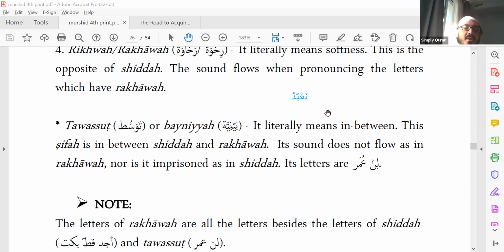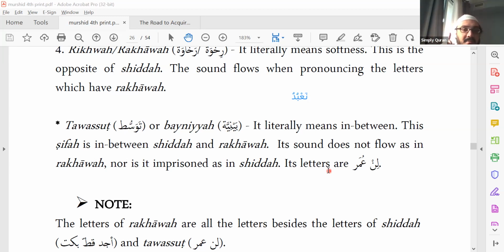Okay. What does that mean? So if you were to cut off the sound completely and say na'budu, iyyaka na'budu, that's wrong because you cut off the sound. The ain has tawassut, it's in between. So the sound should flow a little bit, but it should not flow so much. Again, this is a common mistake, on both sides. If you cut off and say na'budu, that's wrong. Or if the sound flows so much, that's obviously wrong as well. Iyyaka na'budu. Rather, it should be in between.